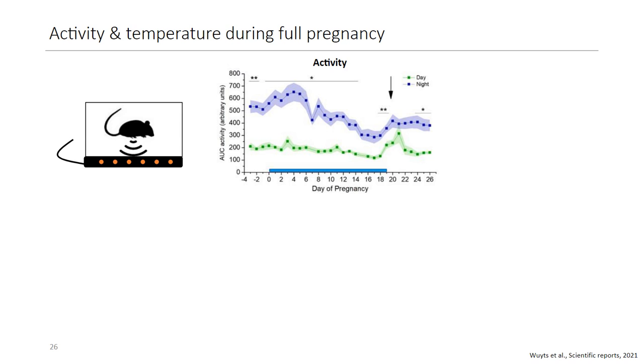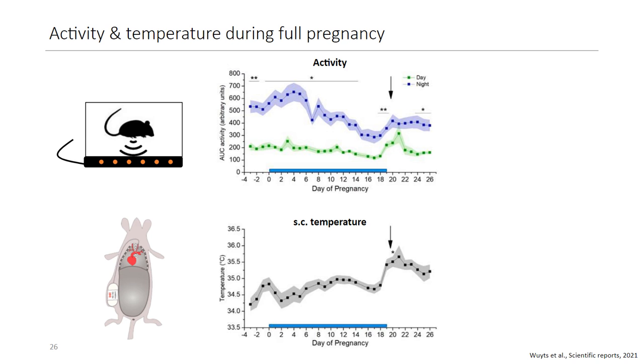this is normal because mice are nocturnal animals. And besides that, we also see that the activity during the night decreases the more pregnant the mice are, or the further in pregnancy they are. So besides that, we can also measure the subcutaneous temperature, and this is being measured inside the transmitter body itself, and that's why we would measure subcutaneous body temperature. And here we observe that at the end of pregnancy, so right after delivery, the temperature increases.